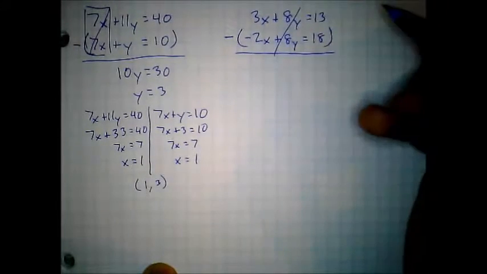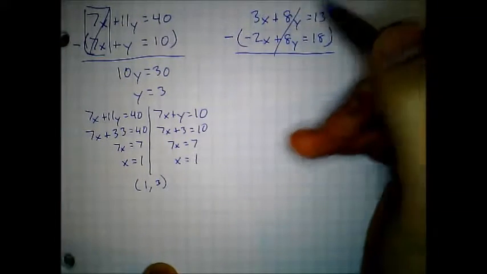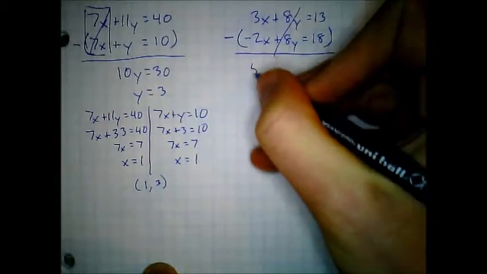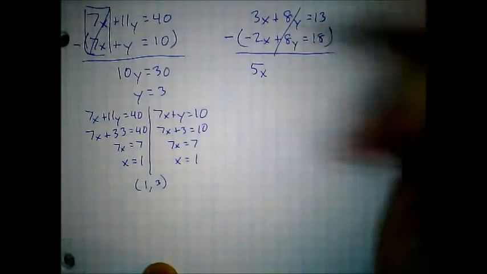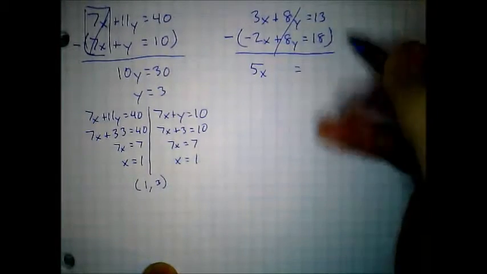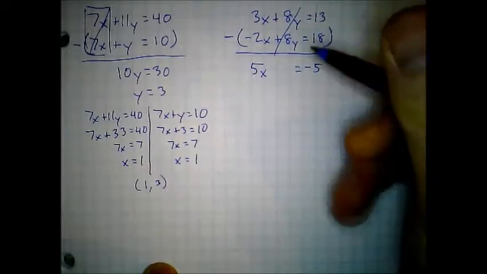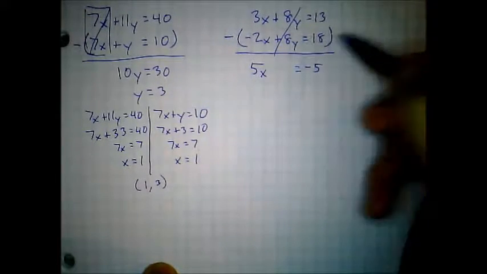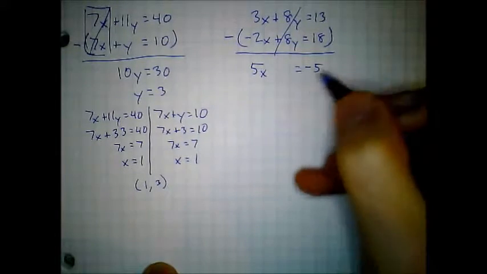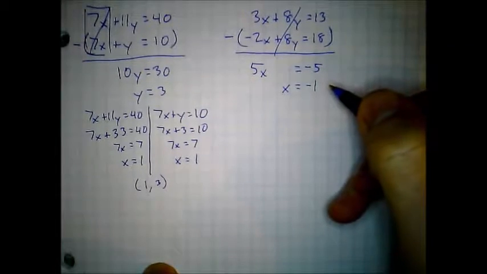Subtraction gets rid of these, so we have to do 3x minus negative 2x. Again, we're taking the extra time to be careful with our signs. 3x minus negative 2x is 5x, because minus a negative is really plus, and 13 minus 18 is negative 5. Take the extra two seconds to make sure you're adding and subtracting your integers correctly. So 5x equals negative 5, means x equals negative 1, so we just divide both sides by 5.